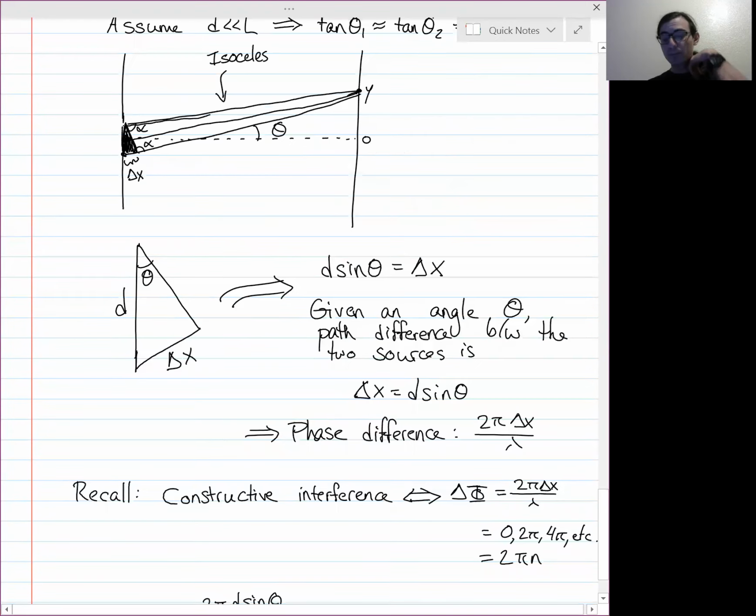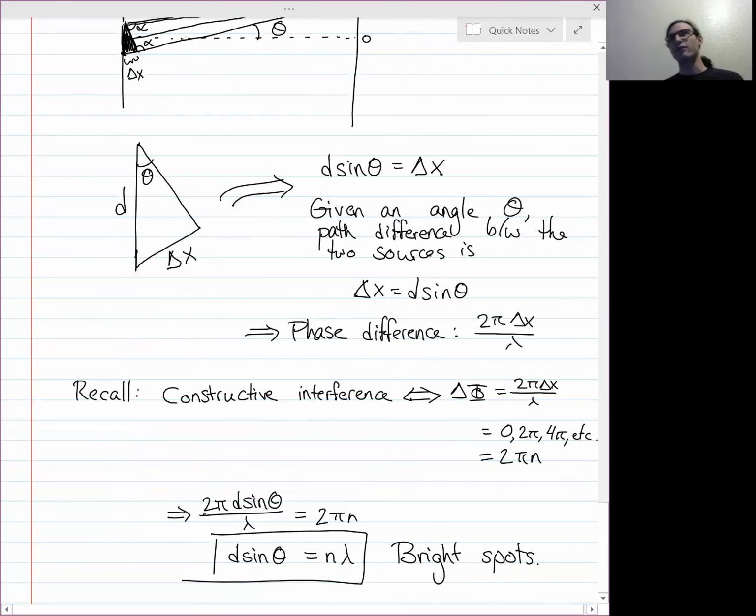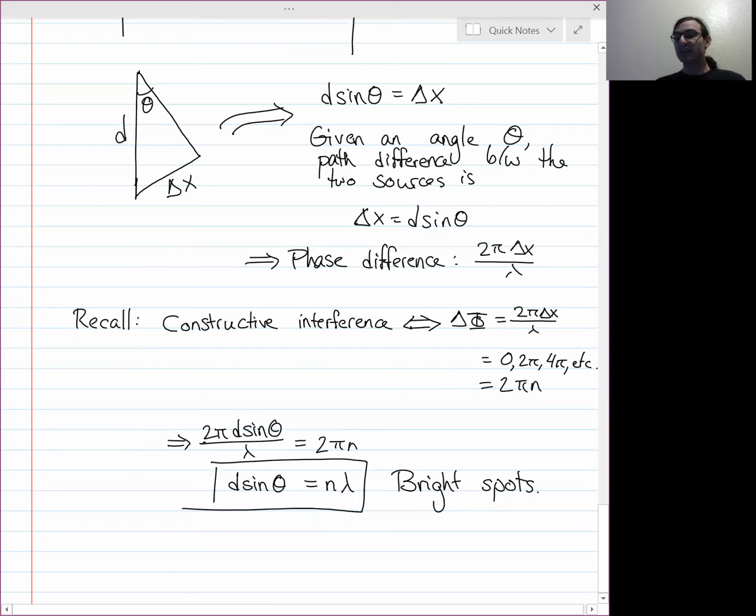So scrolling up, basically, let's say you're interested in whether there's a bright spot 5 centimeters away from the center. Well, you'd get out your ruler, you'd measure off 5 centimeters, and then you'd measure how far away your source is from your screen, that's L. And then you can find out what theta is based off of the value that you've chosen for y, 5 centimeters, and the value for L. And then you plug in: is it true that d sine theta is equal to an integer multiple of the wavelength? If so, you would have a bright spot there. If not, you don't have a bright spot.